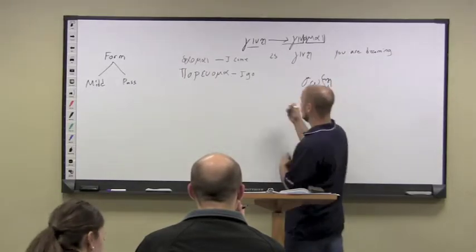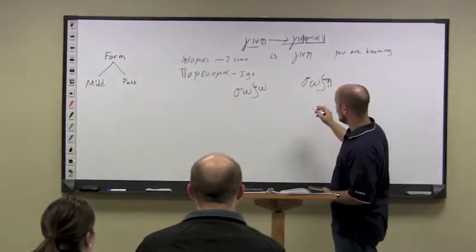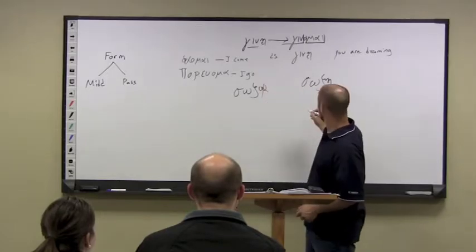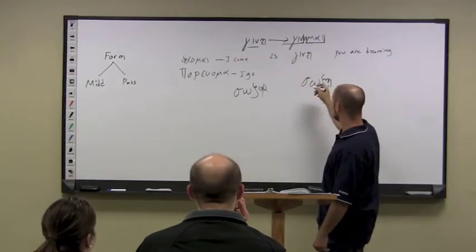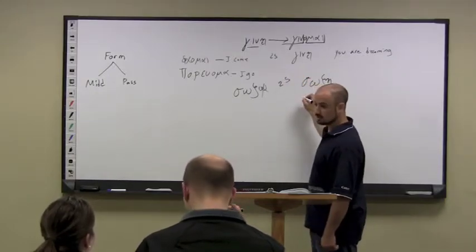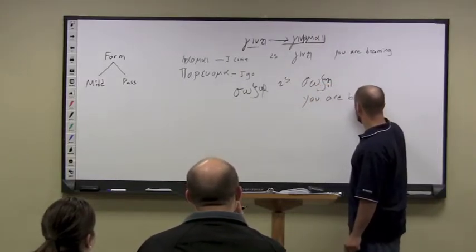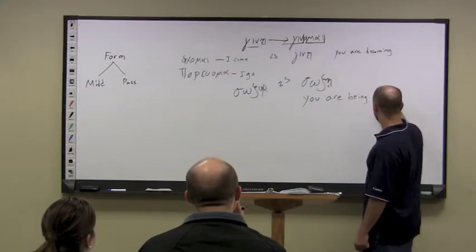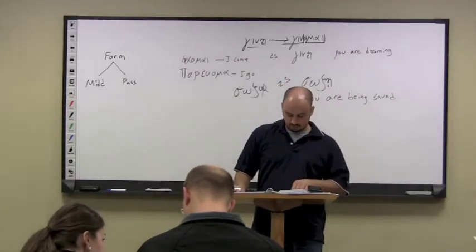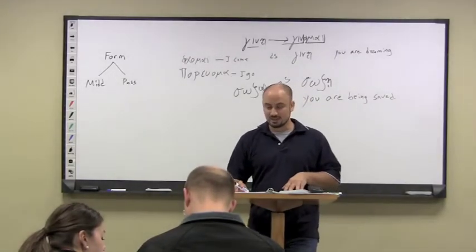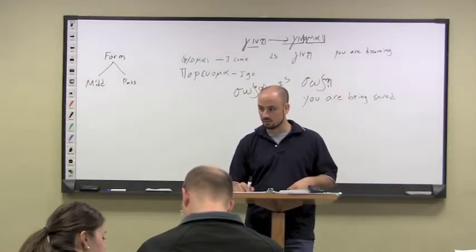So sozetai is from sozo, and we cut off the omega, and we add the second singular ending, which makes the subject of the sentence you: you are being saved from your sins. And dia is your intermediary agent. Dia with the genitive.